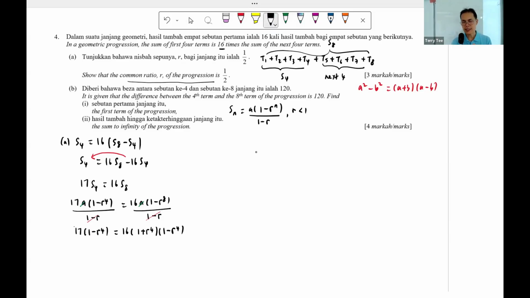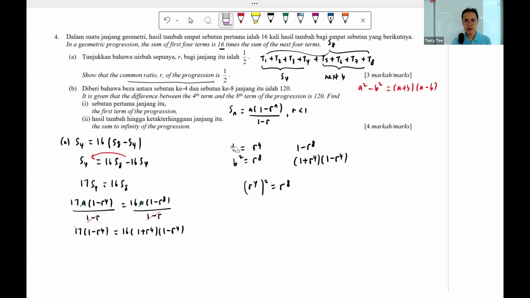For those who are not sure about this, let me say this again. If your r power 4 is b, your a is 1. If b is r power 4, b squared is r power 8. So if you have 1 minus r power 8, you can factorize to 1 plus r power 4, 1 minus r power 4. Not 16, it's 8, because when you square it, you times 4 by 2, this is 8.